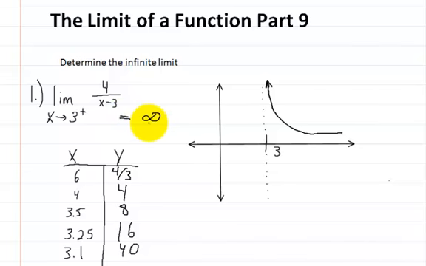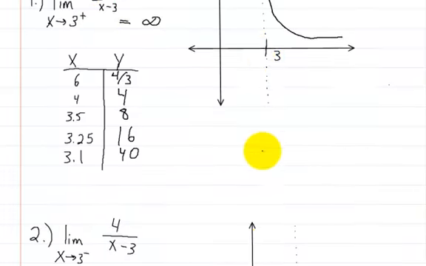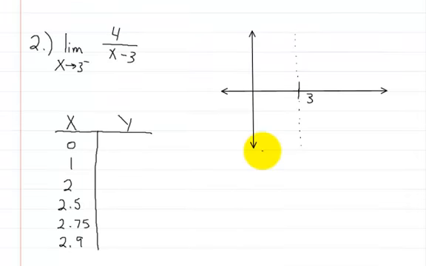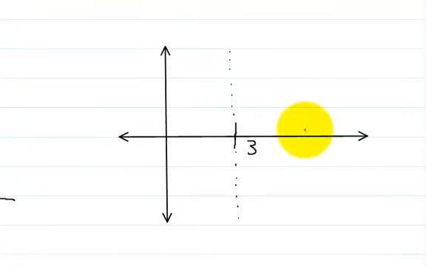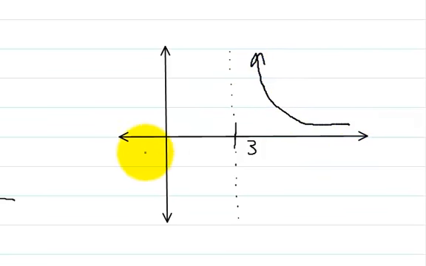So now let's do the other problem, but now let's approach the 3 from the left. If we approach this problem from this side, coming this way, it's going to look a little bit different. When we approached it from the right, it looked like that. Now what happens when we approach it from the left? So let's plug in values.